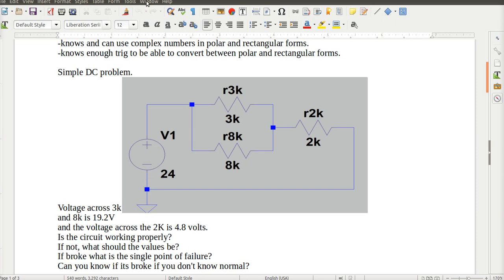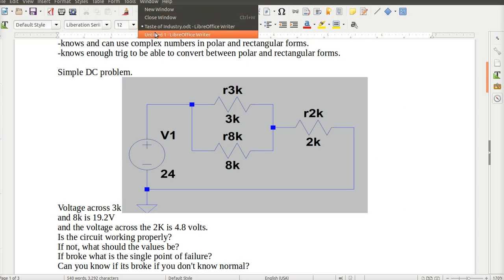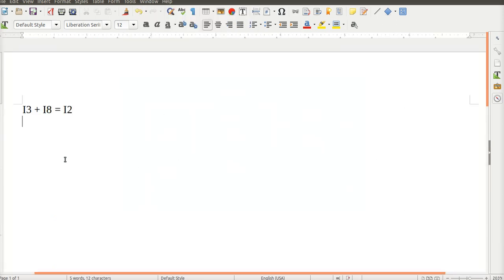So if I window back and I write those down, my second equation is 3000, I got rid of the K, I3, plus 2000 I2, minus 24 equals 0. So there's equation number 2. So I have 2 equations.